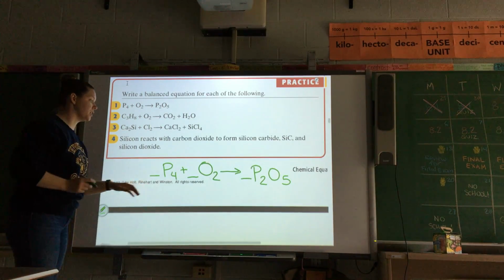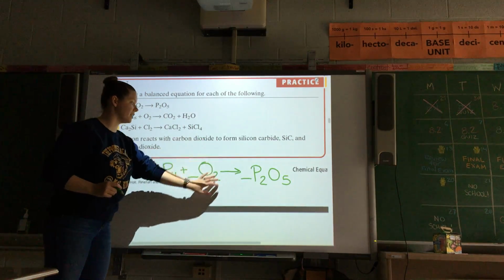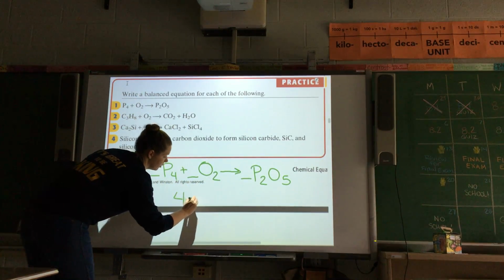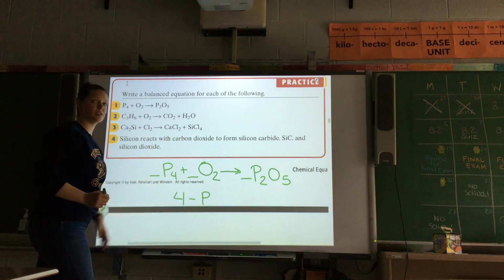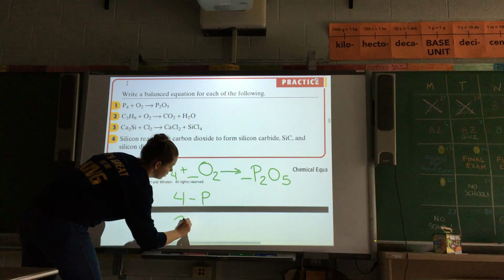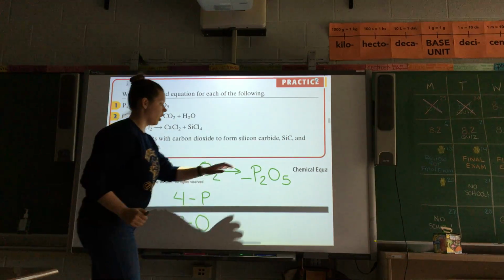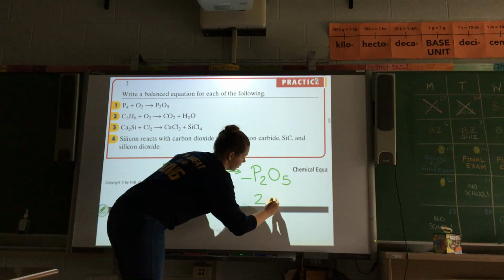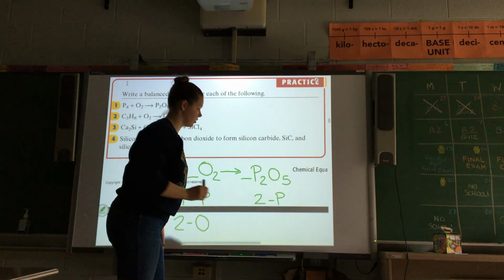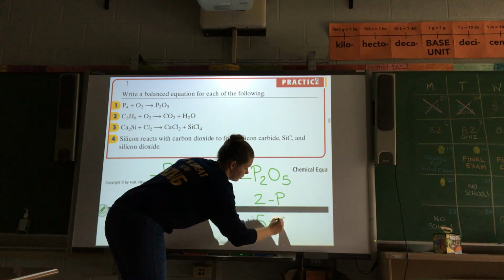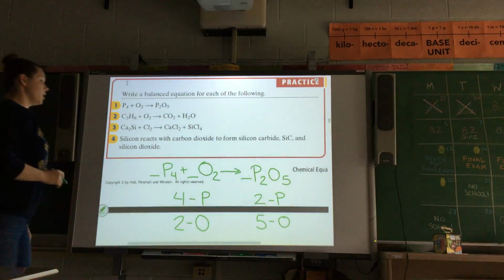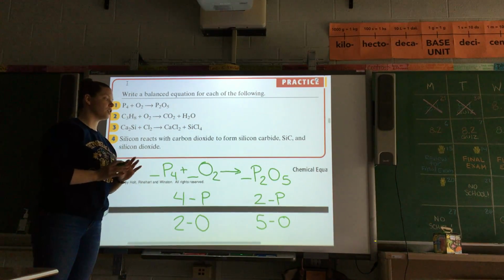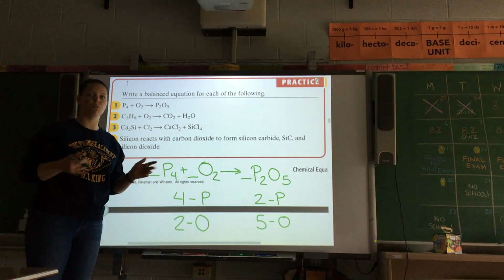How many phosphorus atoms do we have on our reactant side of the arrow? 4. 4, very good. How many oxygens? 2. On the product side, how many phosphorus? 2. And how many oxygens? 4. All right, so what do you want to start with? I guess let's start with the oxygen because we know that's going to give us more difficulty.